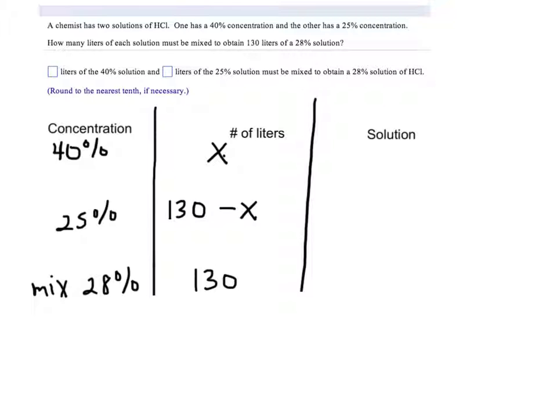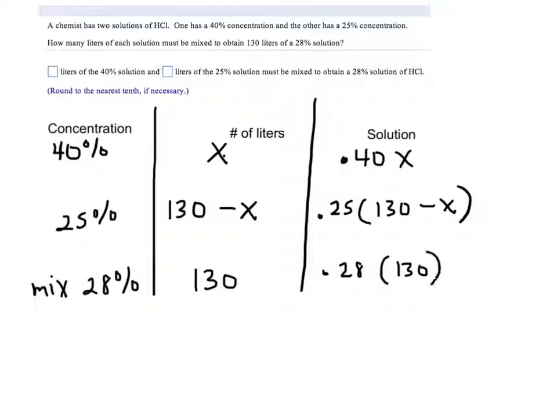So normally when I'm doing mixture problems in a table, I multiply straight across. So to find my solution, I take my 40%, change it to a decimal, so 0.40 times X. My second row will be 0.25 times 130 minus X, and then my last row will be 0.28 times 130. So again, I multiply straight across in my table.